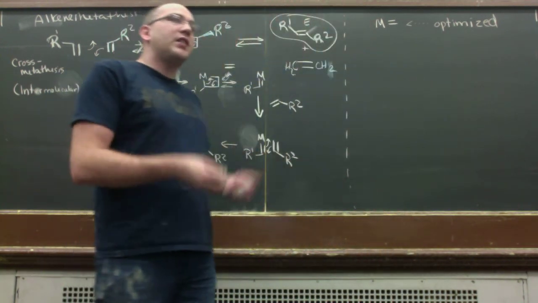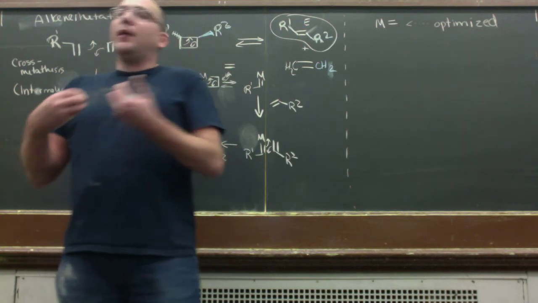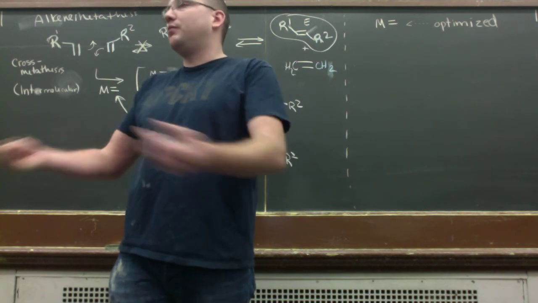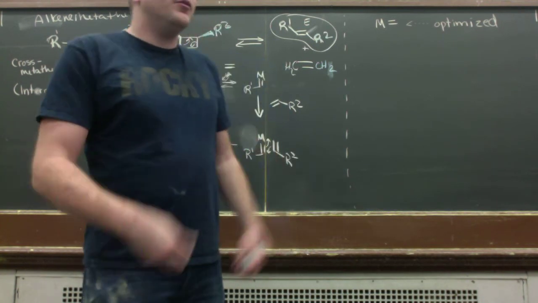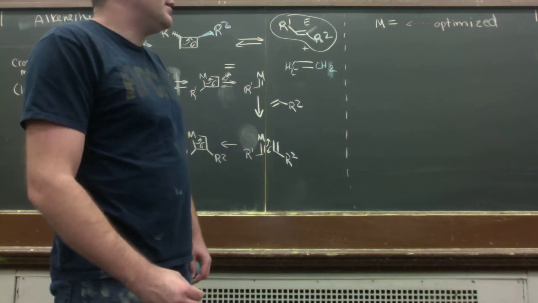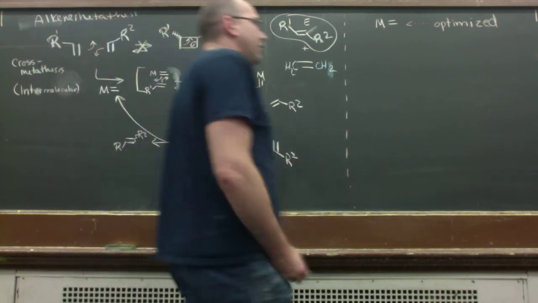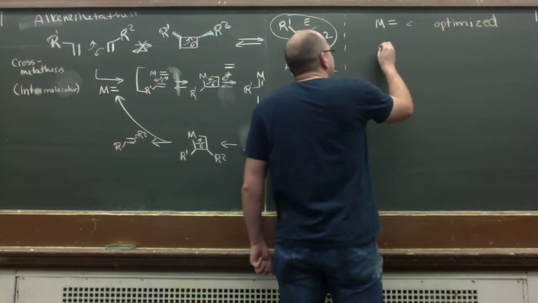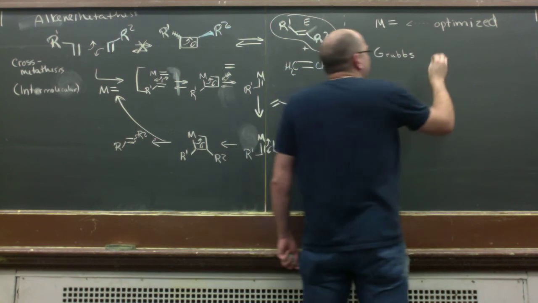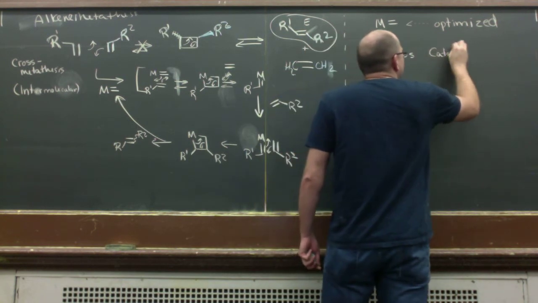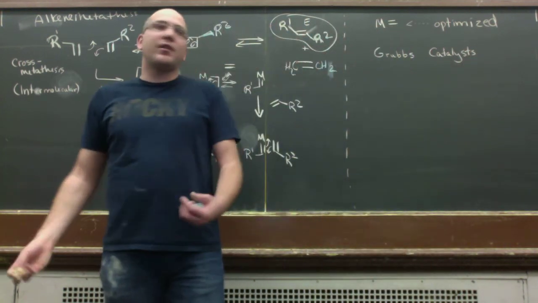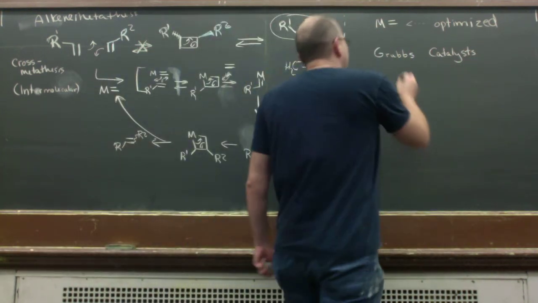So these are catalysts that have been developed that are stable. You can weigh them out on the benchtop. They're stable for years at a time. Well, I don't know about years, but they're stable for a very long time. And again, they've been widely used, and Nobel Prizes have been given for this. So the catalysts that are largely used are known as Grubbs catalysts, and they're named after a chemist named Bob Grubbs, who's at Caltech currently, and they're all ruthenium-based.